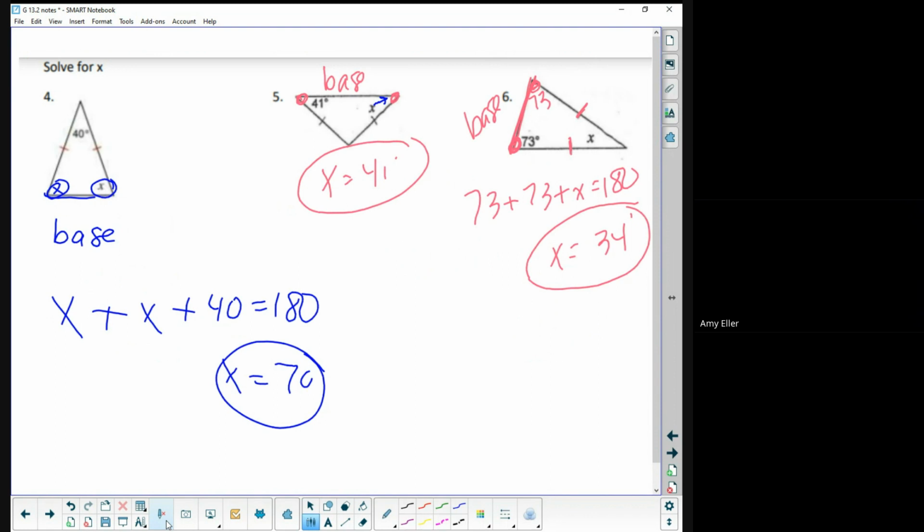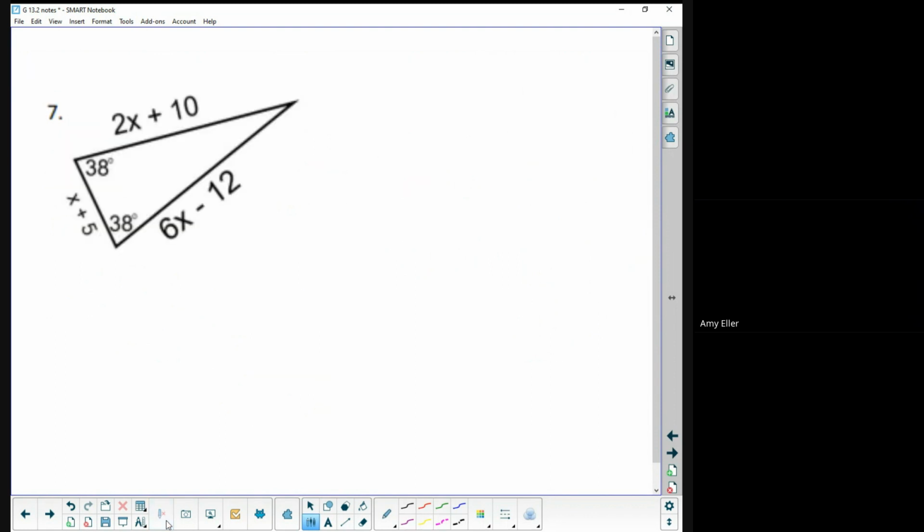Okay. I'm going to let you try 7, but I'm going to tell you a common mistake before you start. I see a lot of students that do this. I want everybody to look at that and think about what's wrong with that. You're supposed to be thinking quietly.